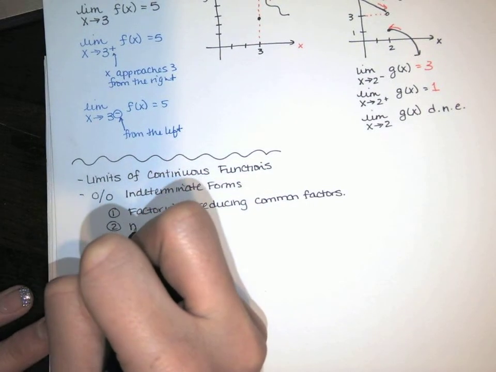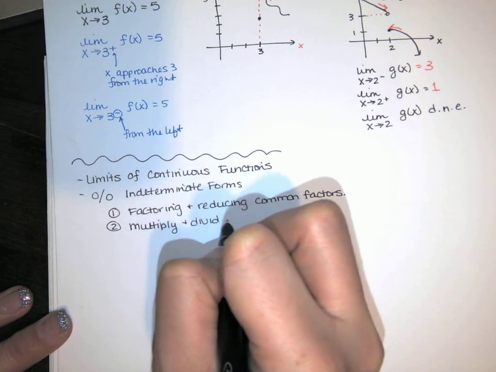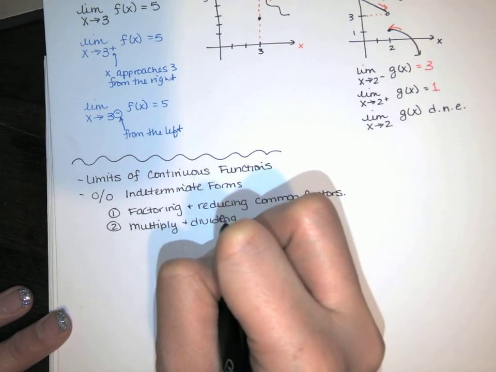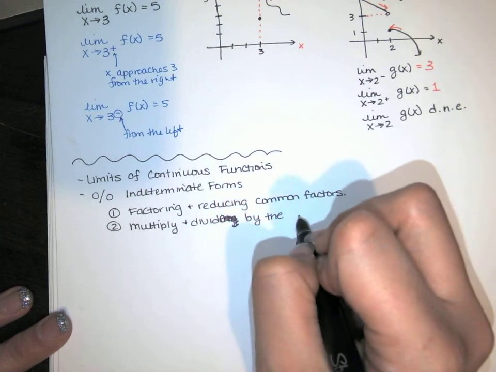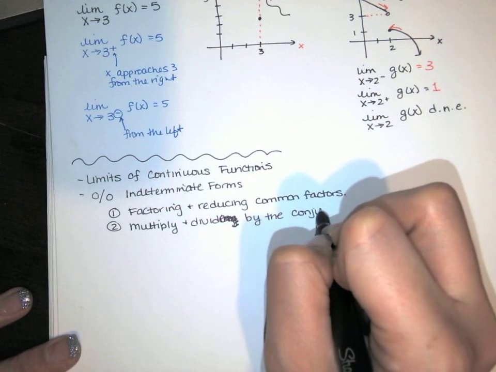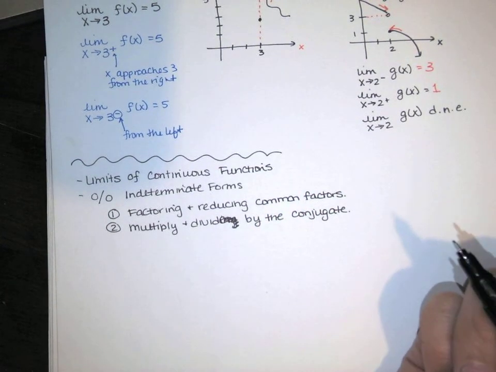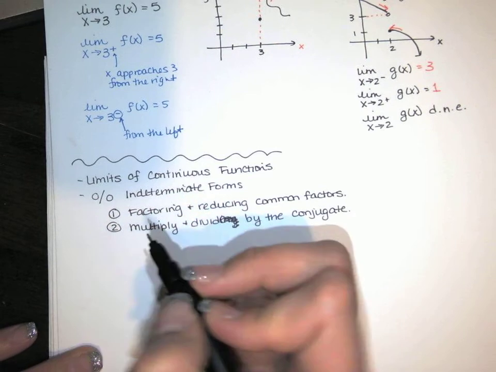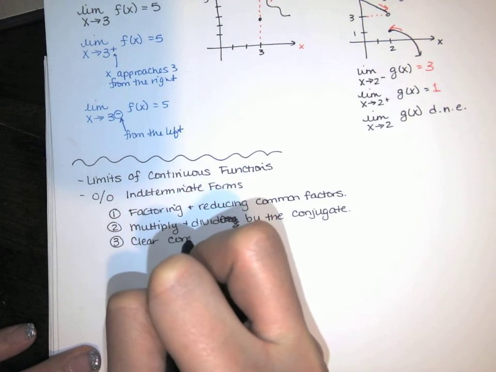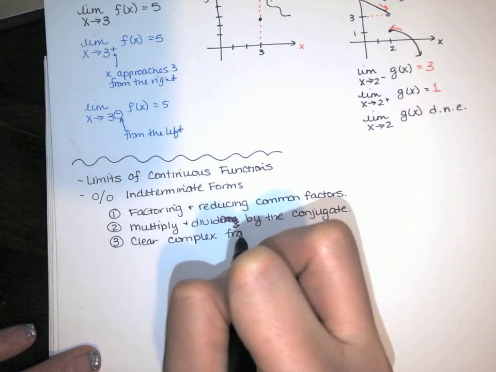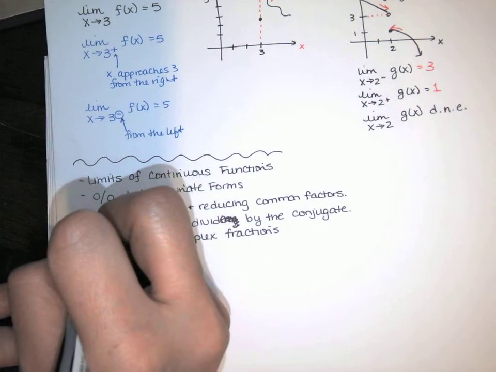We also did something called multiplying and dividing by the conjugate. Whoops, divide. I'm changing my verb tense on you, sorry guys. So that's one thing that we did to get rid of 0 over 0 indeterminate forms. And then we also cleared complex fractions. I'd say out of all three of these, the one you're most likely to see in this class is that one.